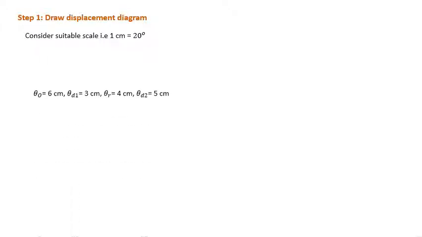In order to draw the cam profile, always the first step is we have to draw the displacement diagram. In order to draw the displacement diagram, we need to take a suitable scale. So in this case, we are considering 1 centimeter equals 20 degree. Therefore, theta O becomes 6 centimeter, theta D1 becomes 3 centimeter, return stroke theta R becomes 4 centimeter, and the second dwell becomes 5 centimeter.